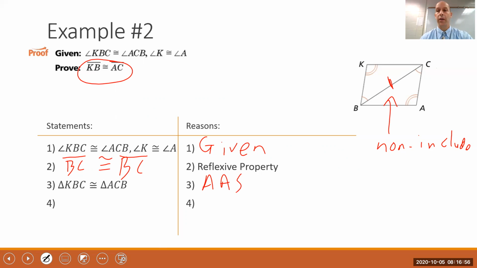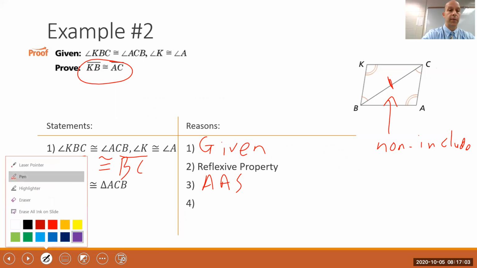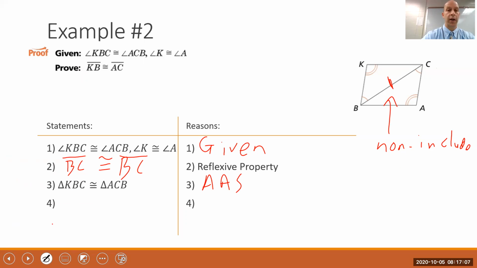So now we know that the triangles are congruent. Now, what are we trying to prove? This is the big idea from today. In fact, I could have given you this particular problem last week if I was asking you to just prove the triangles are congruent. But here, I'm asking you to prove that segment KB, that's this segment here, is congruent to segment AC. So the last step, obviously, is whatever we're trying to prove.